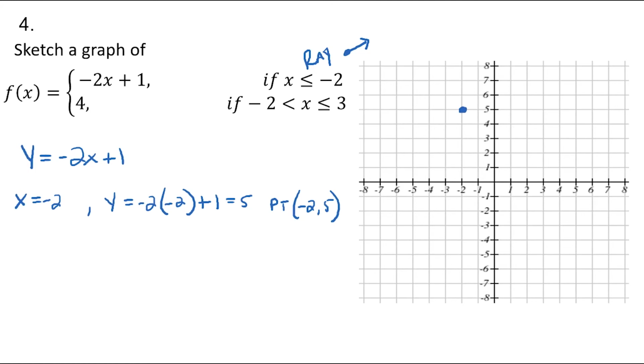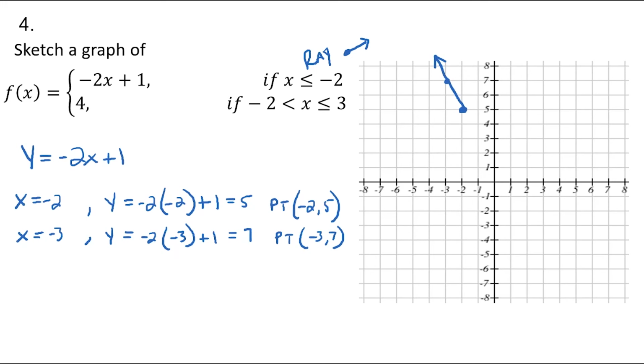And then we'll choose another point. Remember, we want to choose an x value that's less than negative 2 to make sure that it's on this particular piece of the graph. So let's just choose x equal to negative 3. And we have y equal to negative 2 times negative 3 plus 1. And that will be equal to positive 7. So our second point is negative 3 comma positive 7, and that's here. So we end up with something like this. So there's our ray.